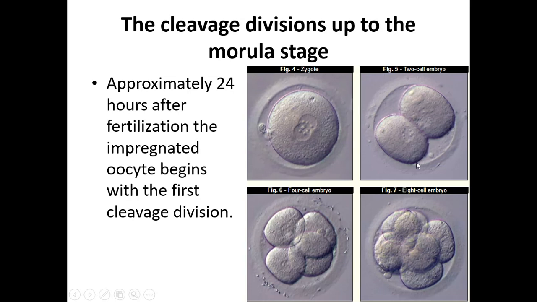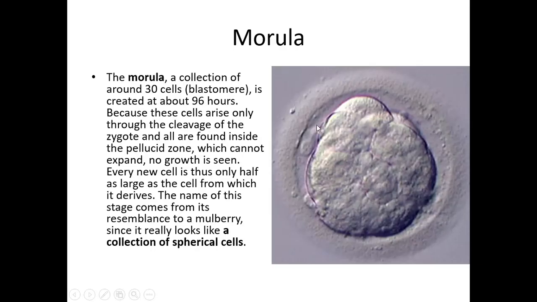divides into the 2-cell embryo stage. 2 blastomeres are formed. Then equal division of the cells happens and forms the 4-cell embryo, then the 8-cell embryo, then the 16 to 32 cell embryo. When there are more than 30 cells, called blastomeres, which appears in 3 days, we name the stage morula.